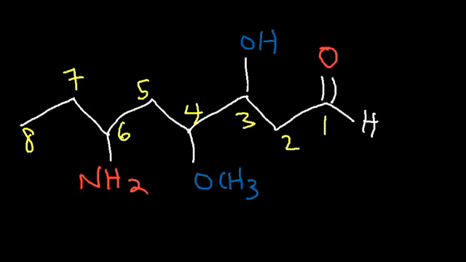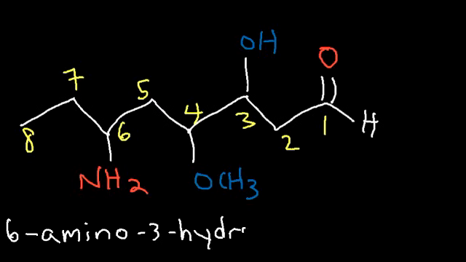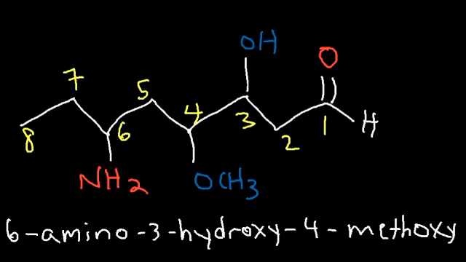Now we need to put it in alphabetical order. So the amino group is going to come first, and then we have the hydroxy group, and then the methoxy group. So it's 6-amino-3-hydroxy-4-methoxy, and I'm running out of space, and then after that is simply octanal, since we have an 8-carbon chain with an aldehyde.